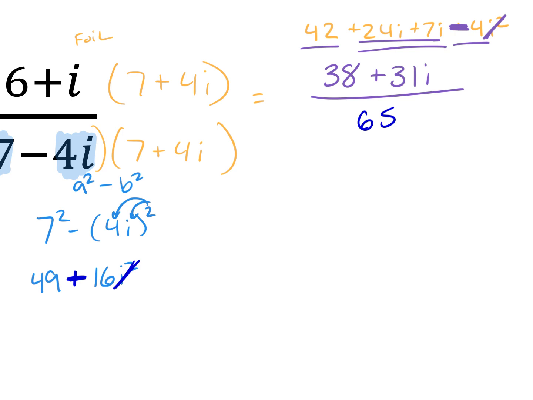$65. 49 plus 16. Can we simplify this? No, we don't have a common factor that goes into both 38, 31, and 65. Remember, all three numbers have to be divisible by the same thing.